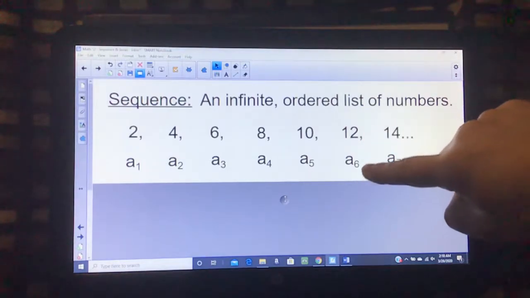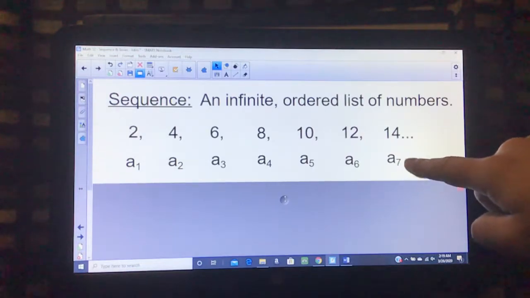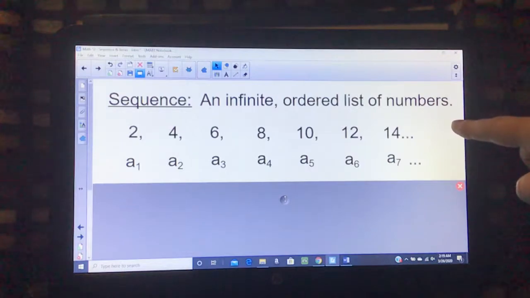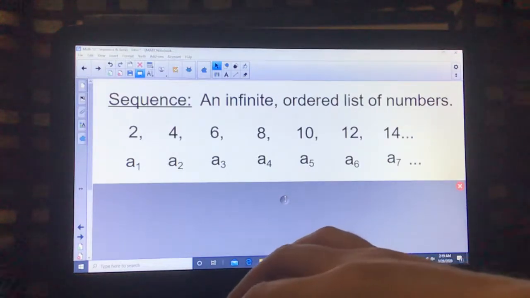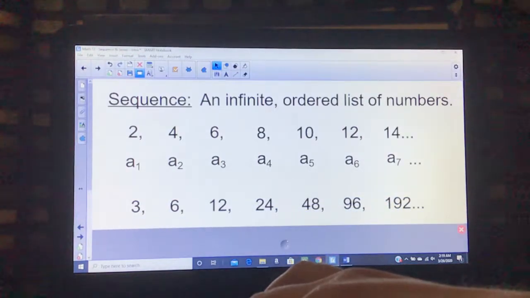So sometimes there's a relationship between these, and we like that when there's a pattern between them, because it would be easy to know, like, what's the 100th member of this list. If I wanted A sub 100, following this pattern, A sub 100 should be the number 200. So sometimes there's a nice pattern to them, like this list of even numbers. Sometimes there's different kinds of patterns.